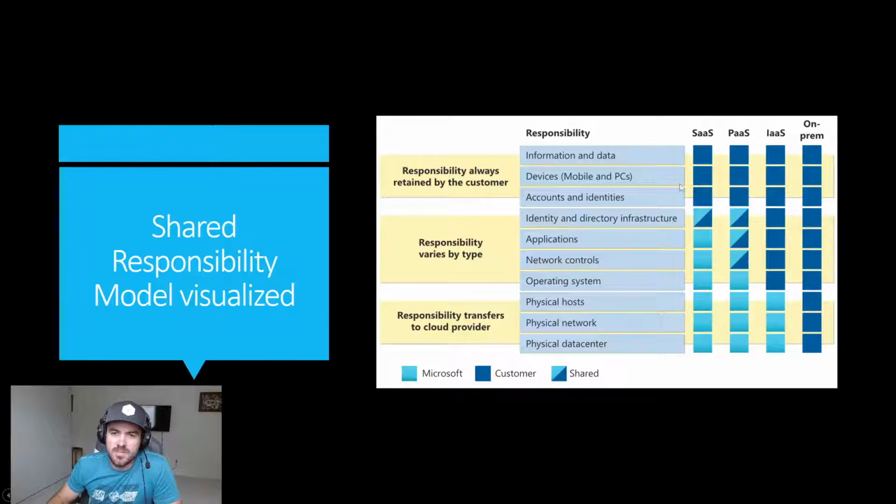But as we start to move up the chain, it gets a little more blurry between who's responsible for what. It depends on what sort of service you are employing from Microsoft. And these three here, SaaS, PaaS, and IaaS, those are kind of weird to say. We'll talk more about what those are later. But just remember this, guys.